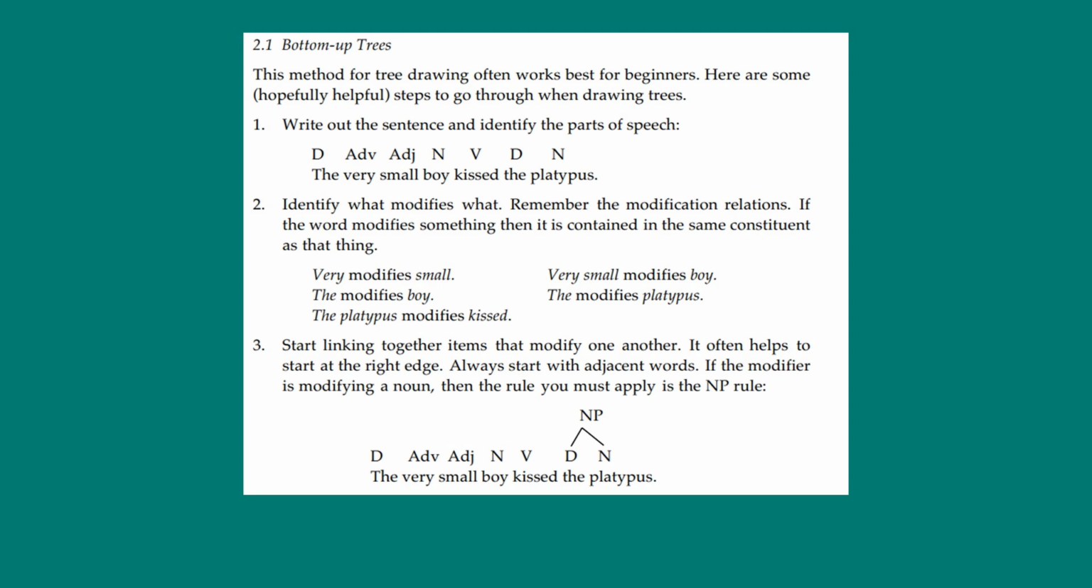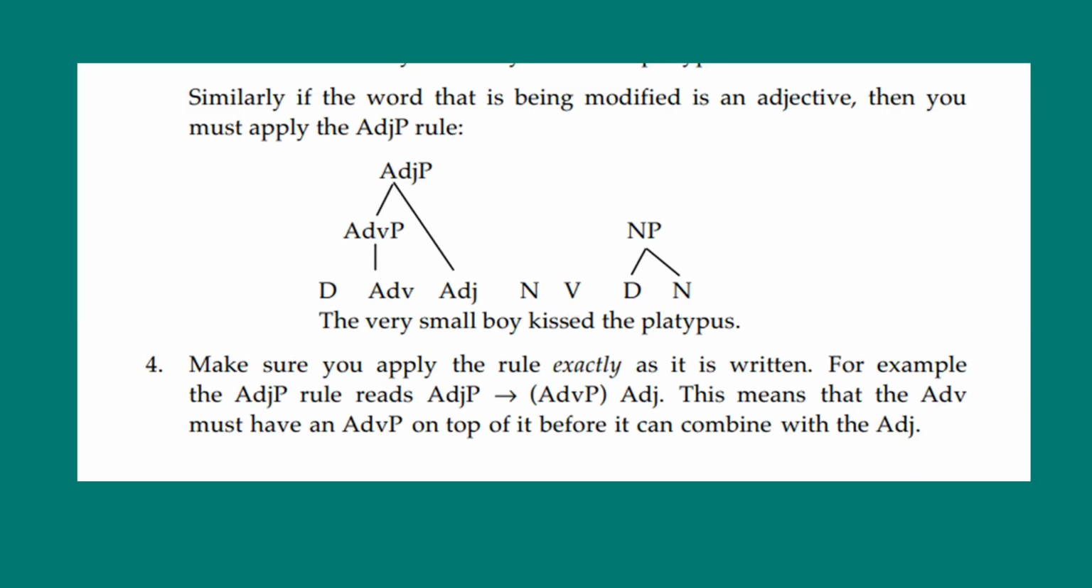Start linking together items that modify one another. It often helps to start at the right edge. Always start with adjacent words. If the modifier is modifying a noun, then the rule you must apply is the NP rule. So, the very small boy kissed the platypus. Just take a look at the figure. Similarly, if the word that is being modified is an adjective, then you must apply the adjective phrase rule. Take a look at the figure again.